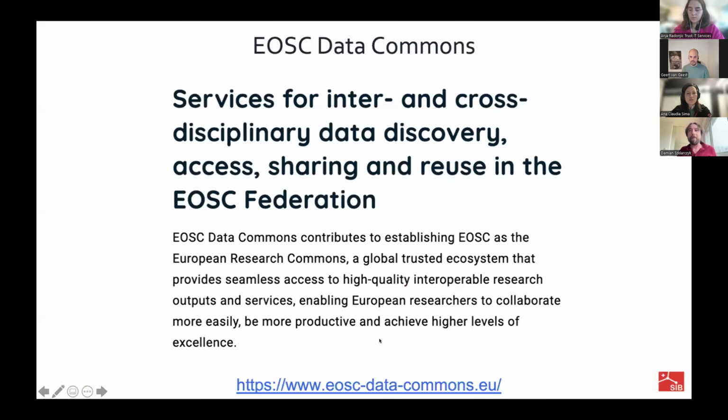All right. So what is the EOSC Data Commons? It is meant to be a platform for facilitating interdisciplinary data discovery, access, sharing, and reuse across the EOSC Federation. So it's quite an ambitious project and quite a technical project that wants to build an ecosystem that provides access to all the research outputs within the European EOSC space. And this means data sets and tools.